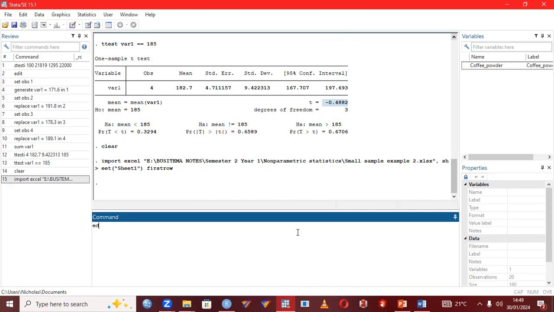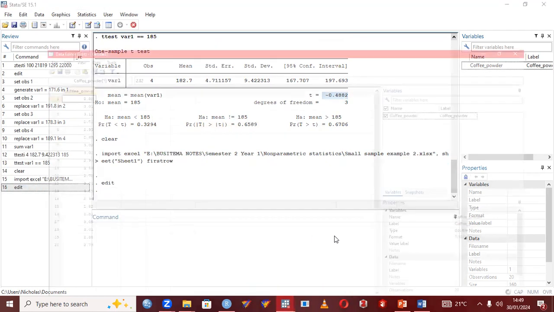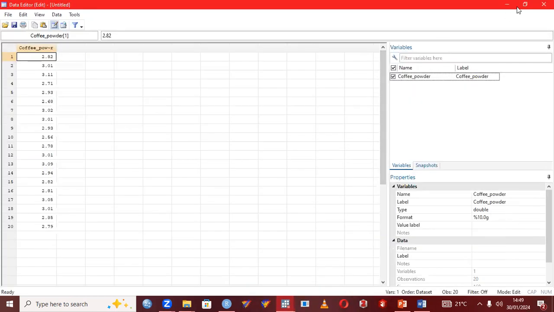So now what has been brought in is my information. If I type edit, you'll be able to see my results here. That coffee powder: the first one had 2.82, the next one had 3.01, another one had 3.111, another 2.71, 2.92, etc. So on average, these are less than 3, which is advertised.